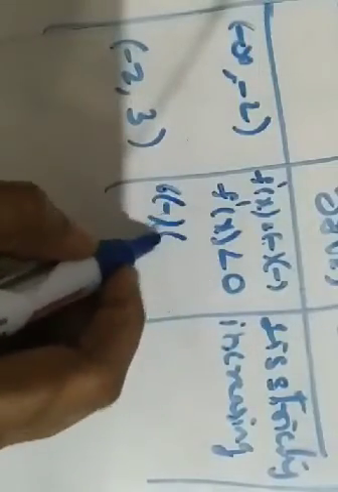Go to the second interval. The second interval is minus 2 comma 3. In between minus 2 and 3, if I give 1, one term will be negative and one will be positive. 6 into negative, and the second term will be positive. Negative into positive will be negative, which is less than 0. So f is strictly decreasing.